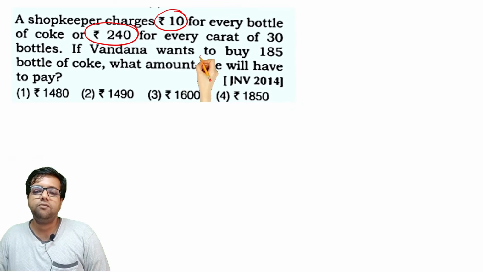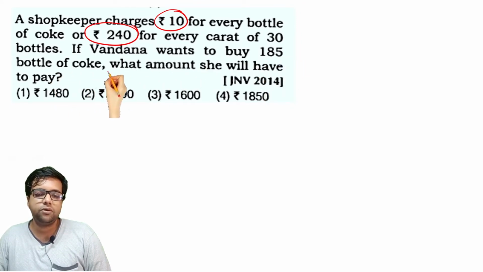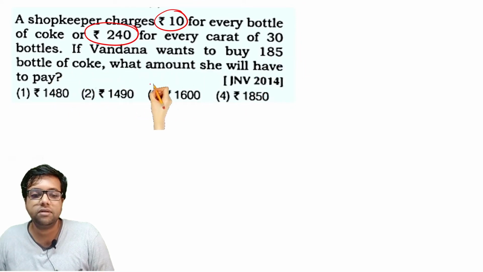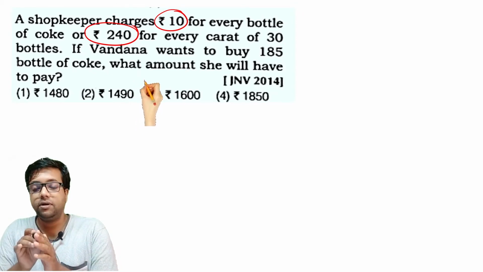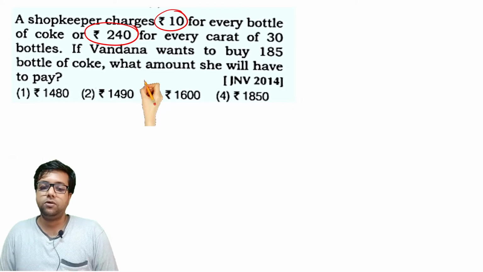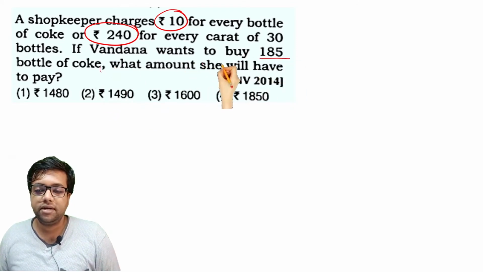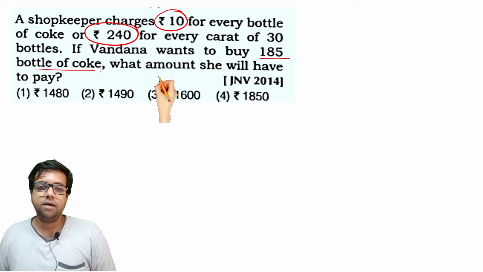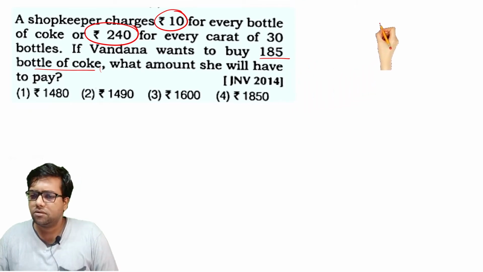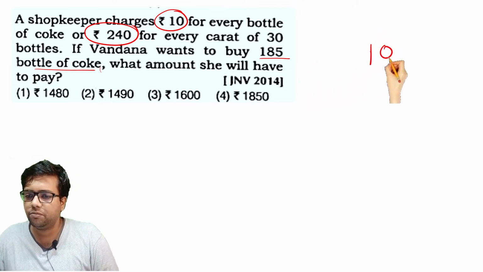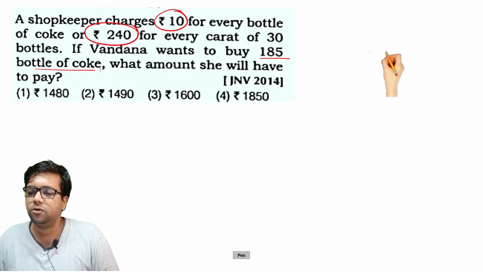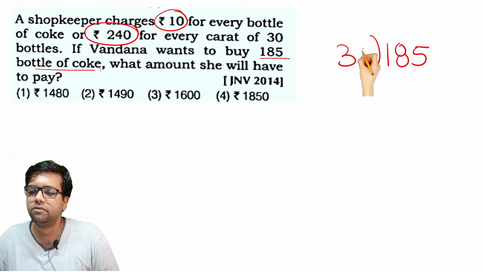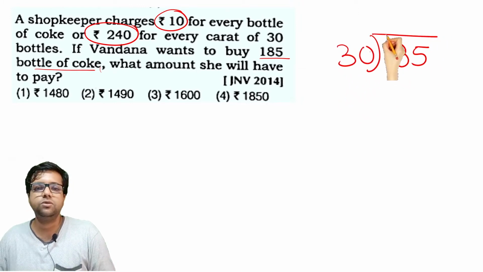If Vandana wants to buy 185 bottles of Coke, what amount will she have to pay? So very simple. We will have to group the 185 into groups of 30. We will have to make groups of 30 bottles out of 185 bottles. So we will divide it. Very simple. Let's do the long division.